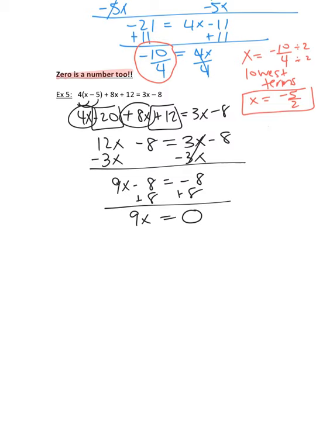Like, how would you isolate x? You would divide, right? So you divide by 9, and 0 divided by 9 is 0. 0 divided by any number equals 0. Okay, not to be confused by when you divide by 0.